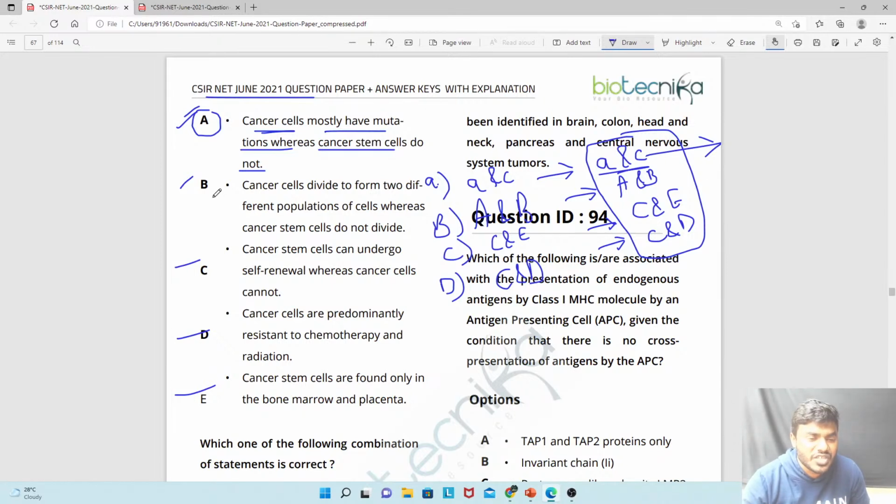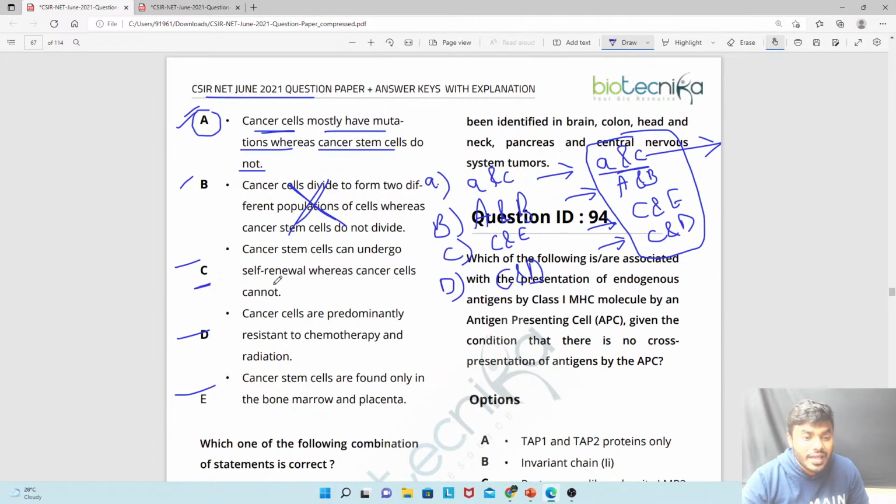Look at option B. Cancer cell divides to form two different populations of cells, whereas cancer stem cells do not divide. The statement is wrong, right? Who said that cancer stem cells do not divide? Cancer stem cells undergo division compulsorily. There is no doubt about it.